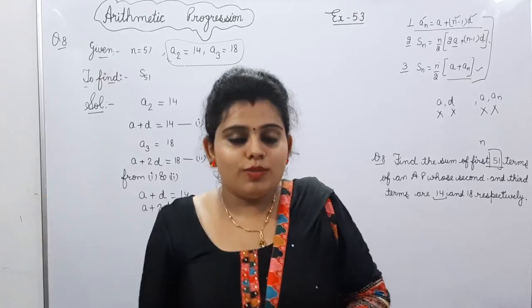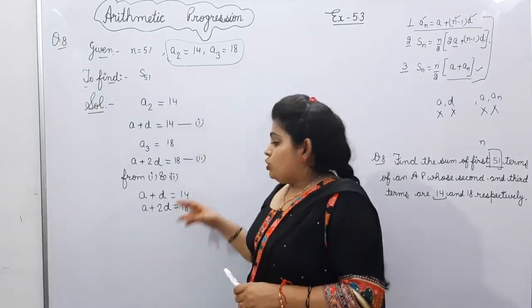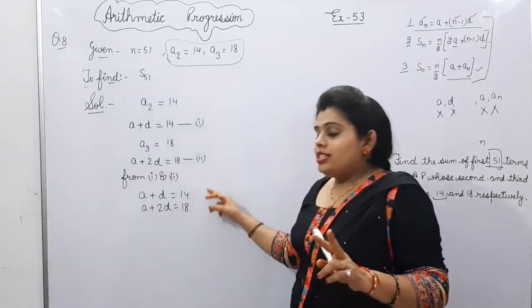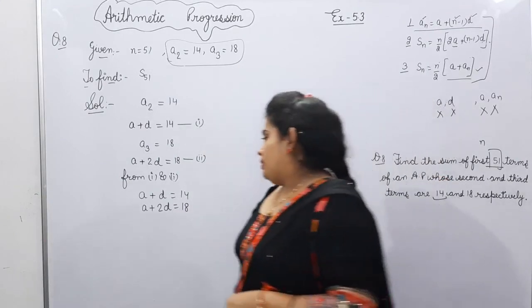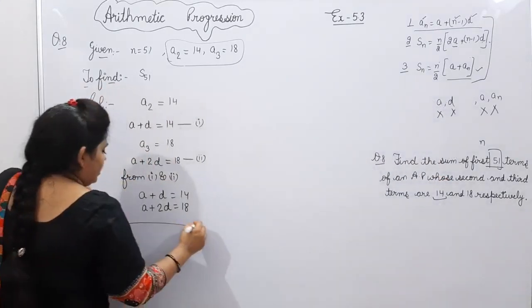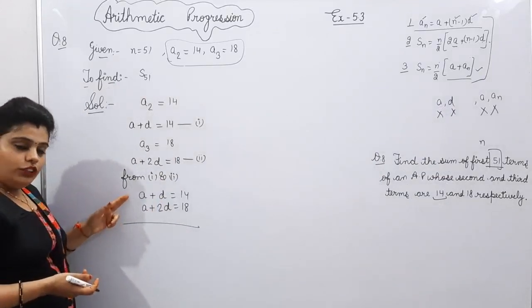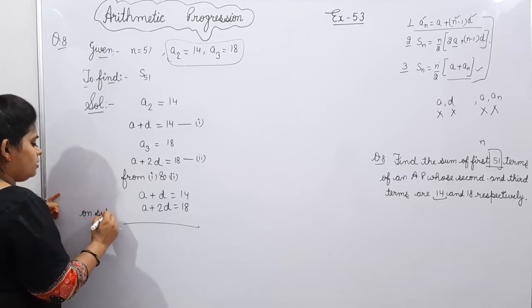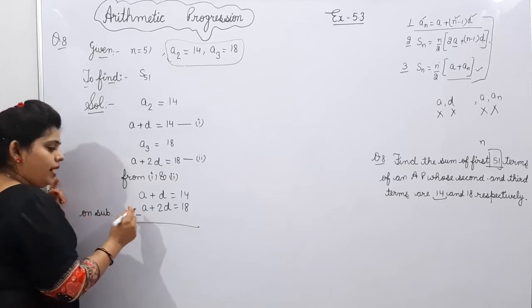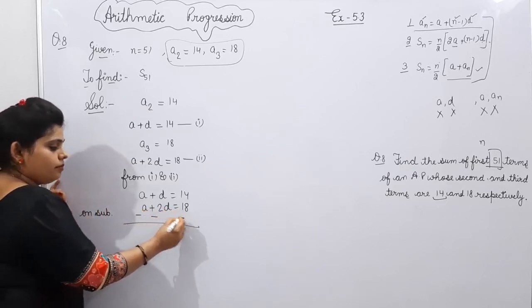Elimination method, cross multiplication method. We can choose any of these three methods for solving these equations. I am using the elimination method. In the elimination method, first of all we compare coefficients. So, on subtracting, what will we get? Plus, minus, plus, minus, plus, minus.